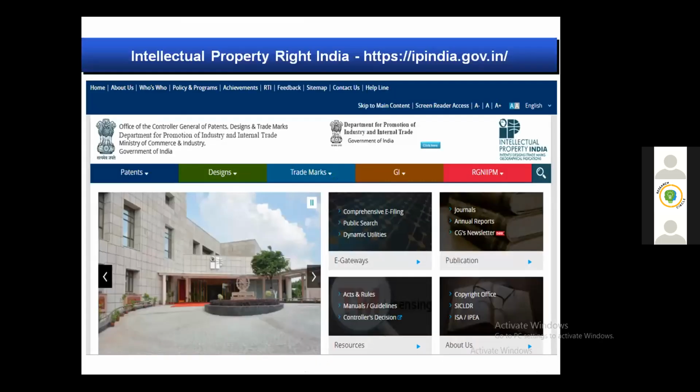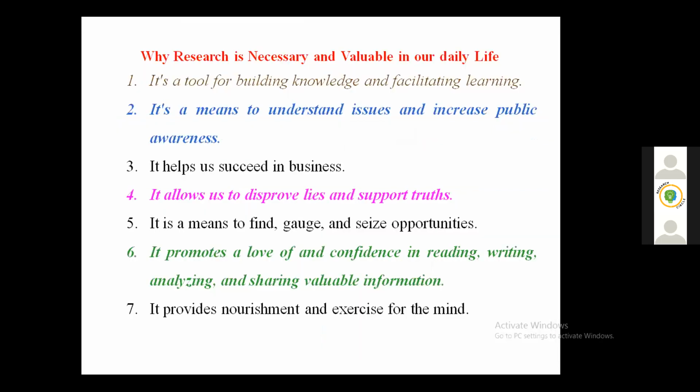Now, we know that different types of intellectual properties are protected in India, like patents, designs, trademarks. So this is the official website that you can depend on for documenting or protecting your intellectual properties.